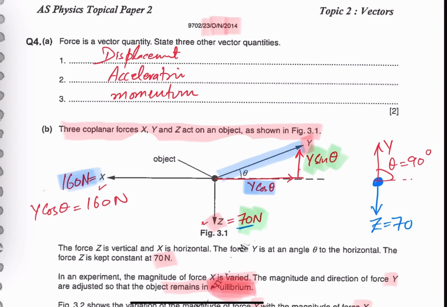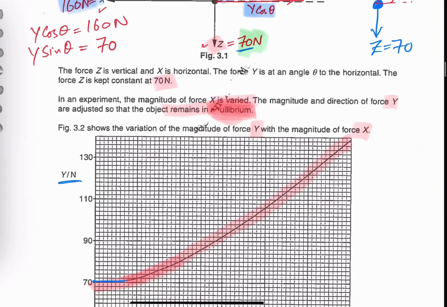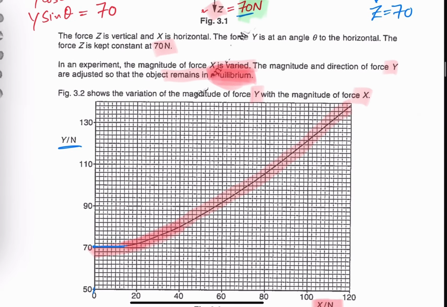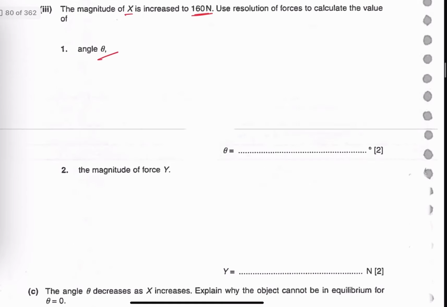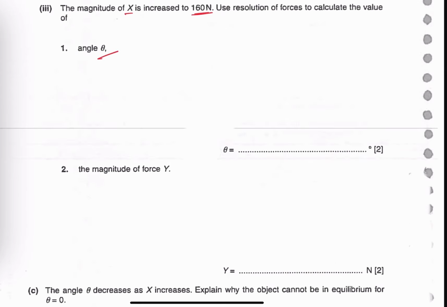And y sine theta must be equal to 70. What we have to do is find theta. So these are the two equations. Let me write them down here. I have y sine theta equals 70 and y cos theta equals 160. Okay, so these are the two equations.